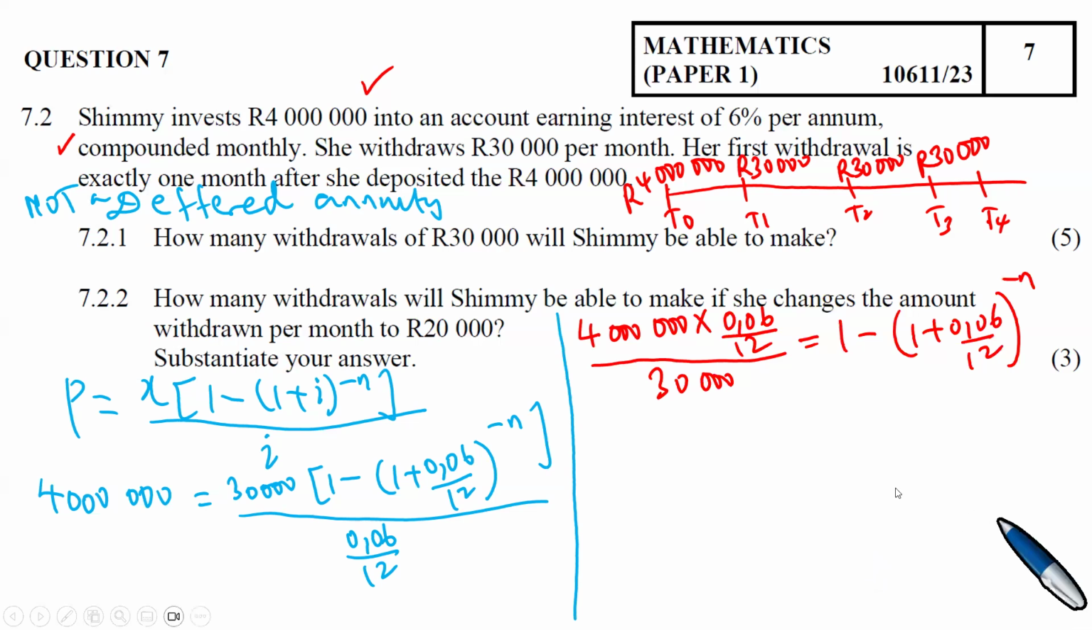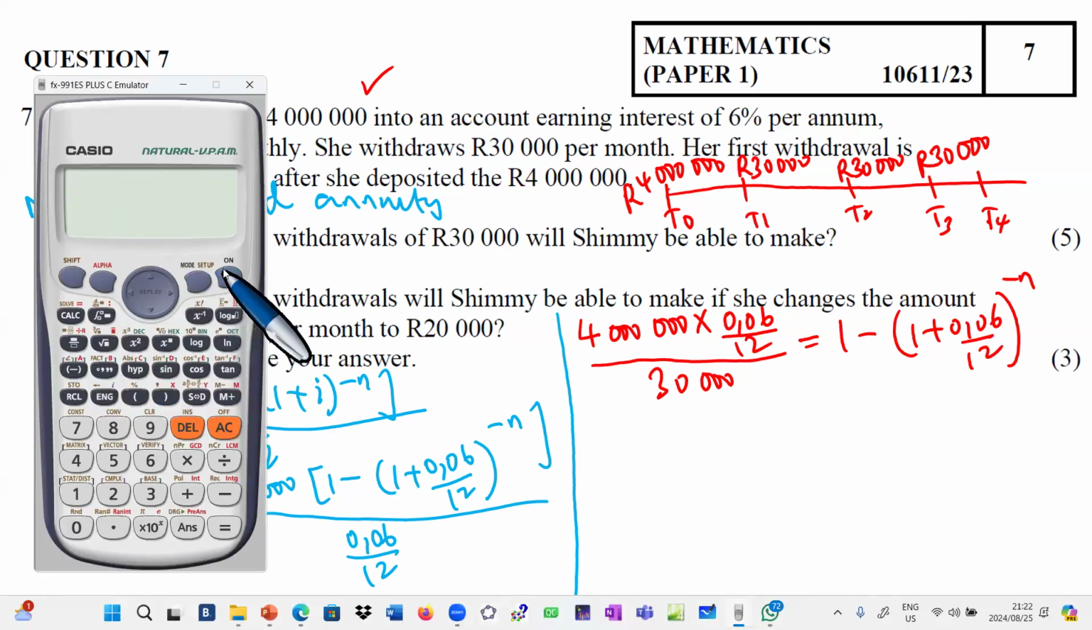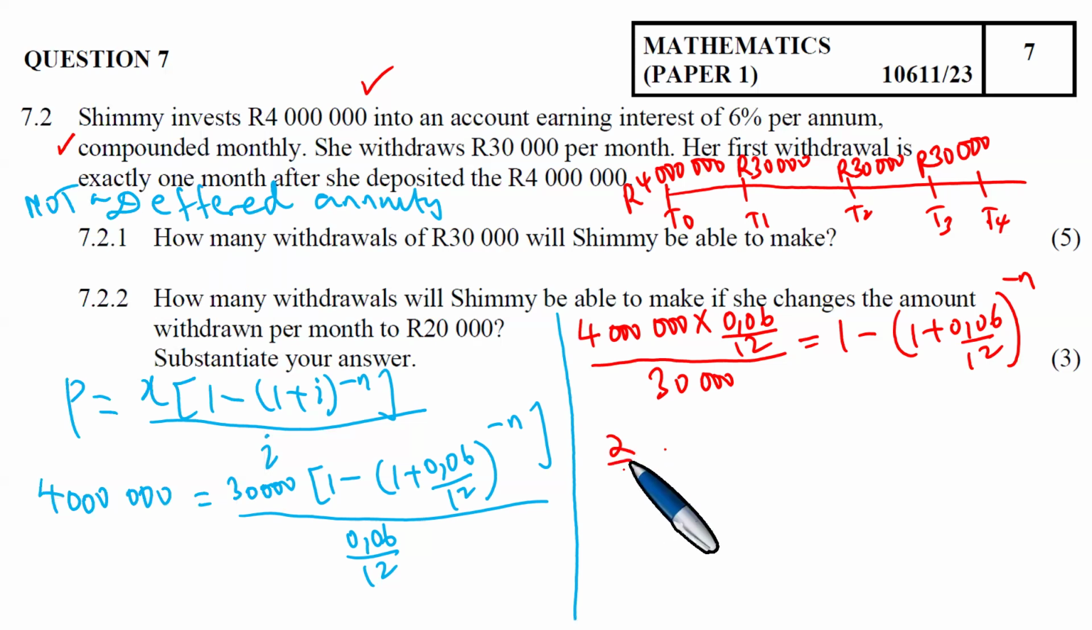let's use a calculator to see what answer we're getting here. So what we're getting here is exactly 4 million times 0.06 divided by 12, divided by 30,000. Then you're getting two out of three. So then you'll have here two out of three, which is divided by 1 plus 0.06 divided by 12 to the minus n.